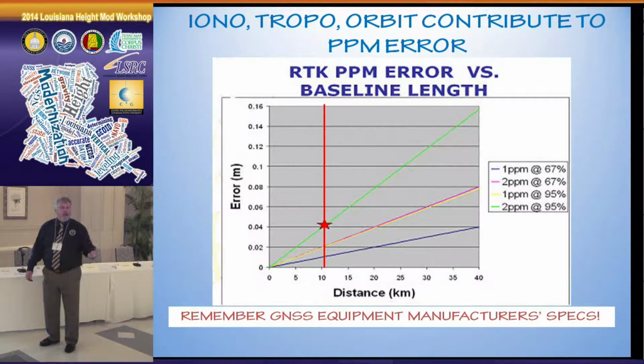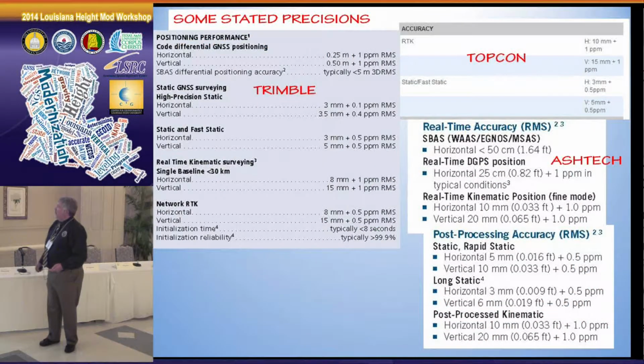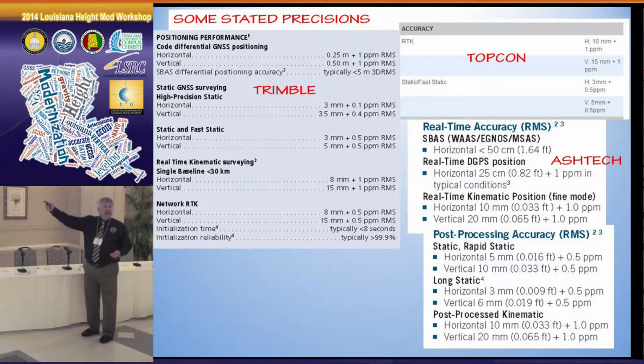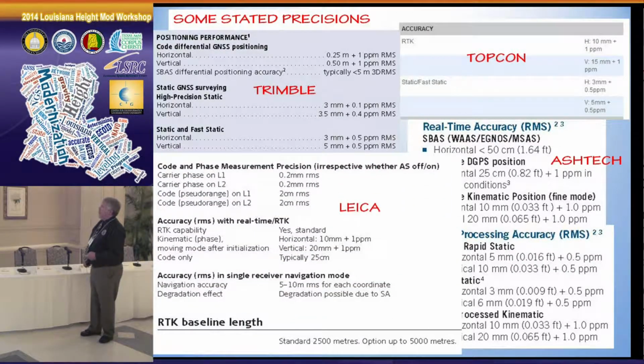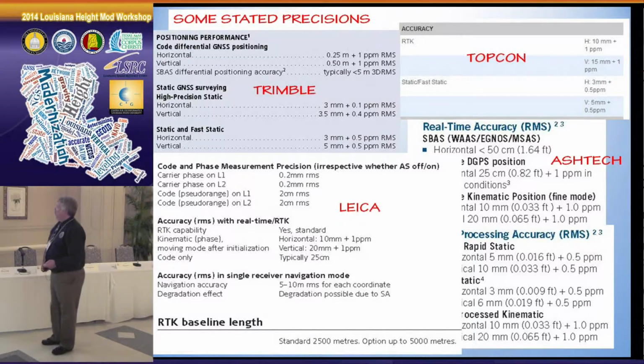Can you do better than that? Yes. But the manufacturers will say for real-time kinematic, 8 millimeters plus 1 part per million. 15 millimeters plus 1 part per million. There's that part per million, your distance involved. That is 1 sigma, 68%. Double it for 95%. Same thing, here's Ashtech, here's Leica. They're all about the same, a centimeter plus a part per million horizontal, 2 plus a part per million vertical. Pretty much the same.